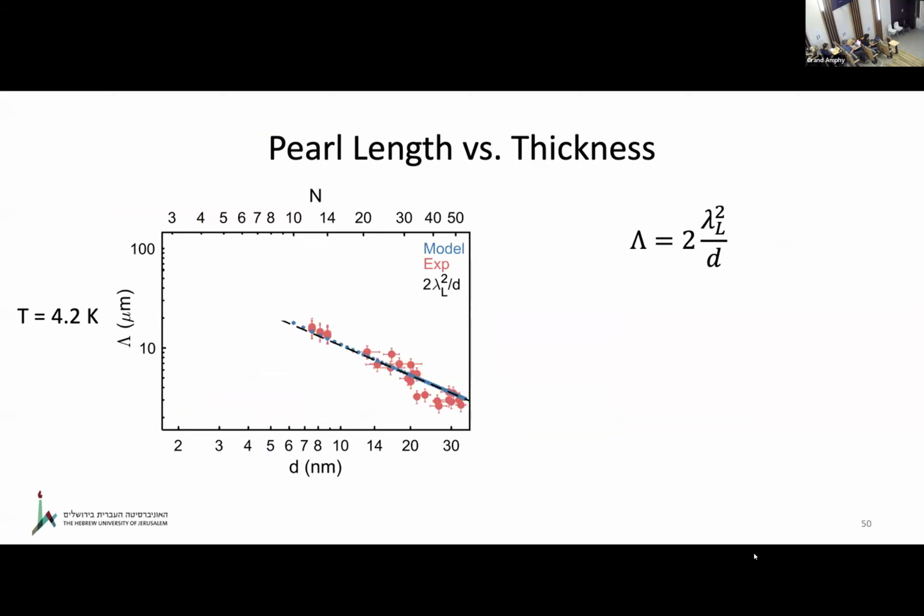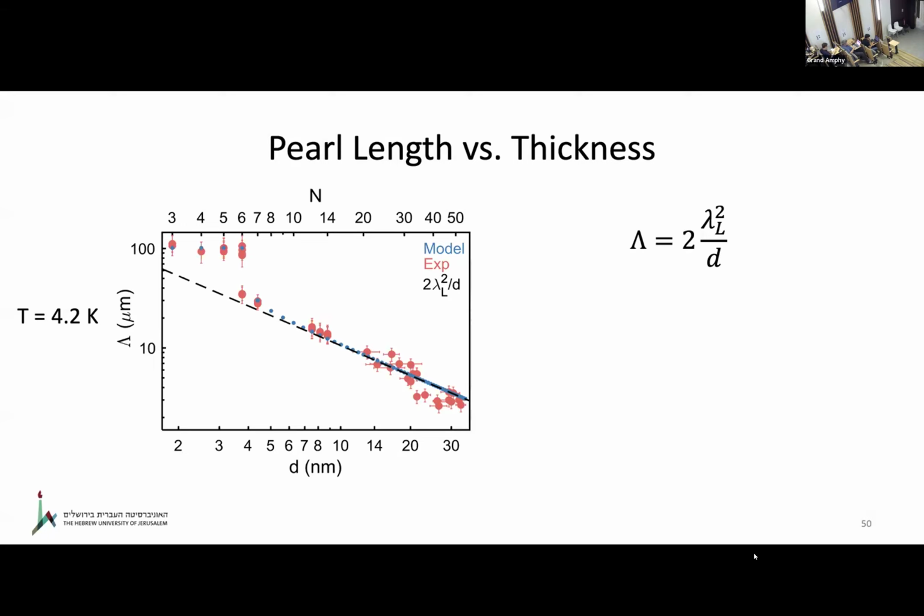And what we find is that if we look at the thicker limit, we get 1 over d, which is expected for a Pearl vortex. And then something really weird happens when we hit 6 layers. You see that the Pearl length jumps by a factor of 3 to about 100 microns and stays there. So 6, 5, 4, 3, you have the same Pearl length. And nobody saw such a transition in any other measurements.